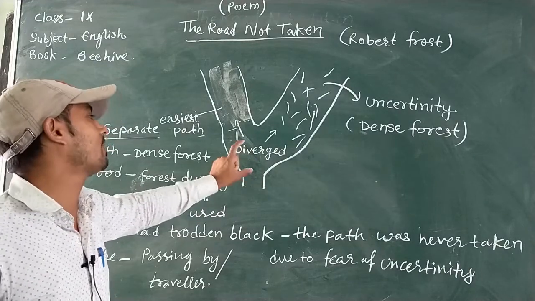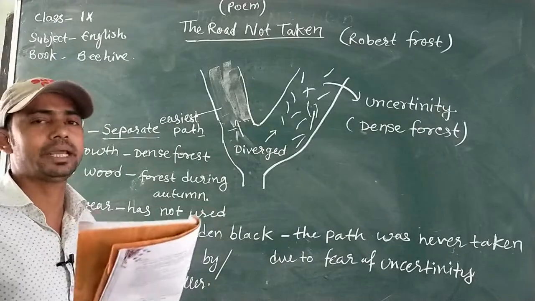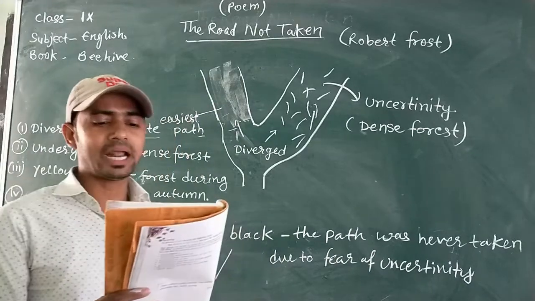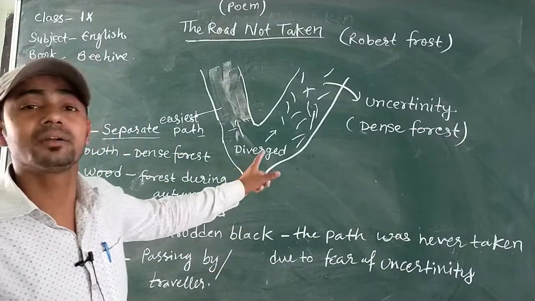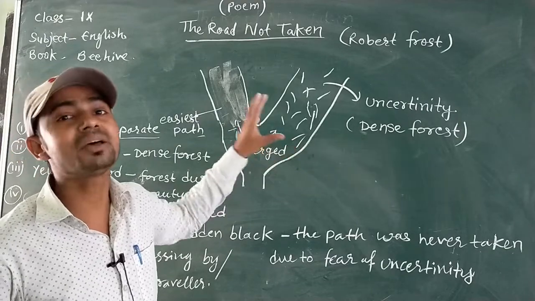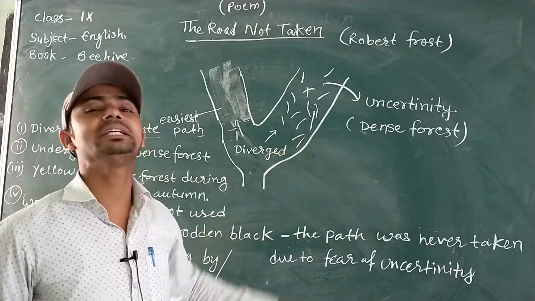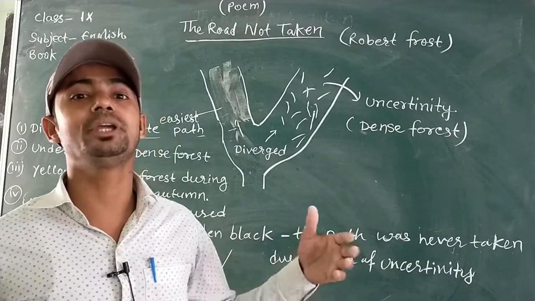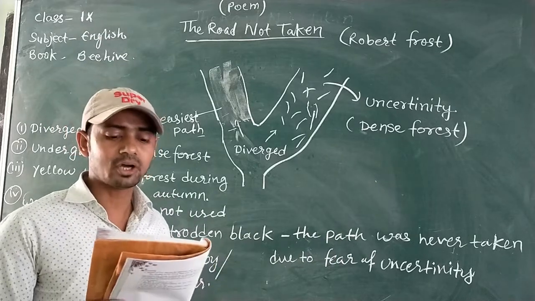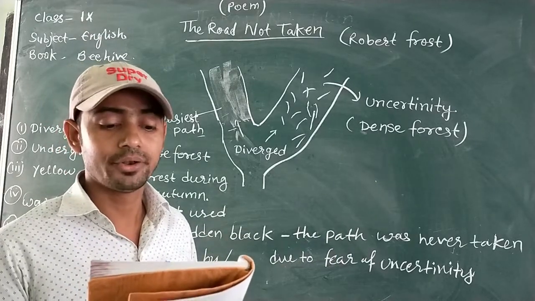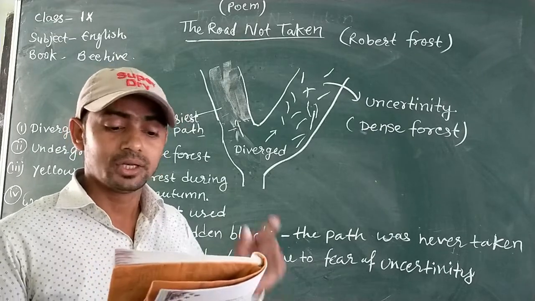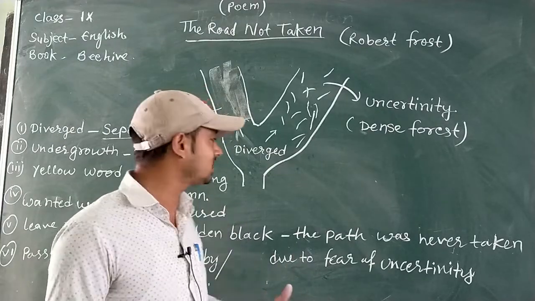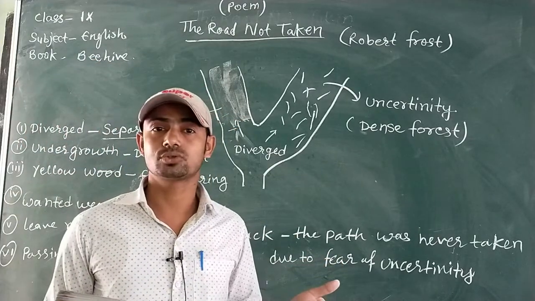Then he decided that this is the best choice, to choose the second one, that is the toughest path, having perhaps the better claim. This is the better choice, to choose the path where there is uncertainty, where there are different kinds of information, new revealing things, because it was grassy and wanted wear. Now the next line suggests that it was grassy and wanted wear. Grassy and wanted wear means very simply had not been used.